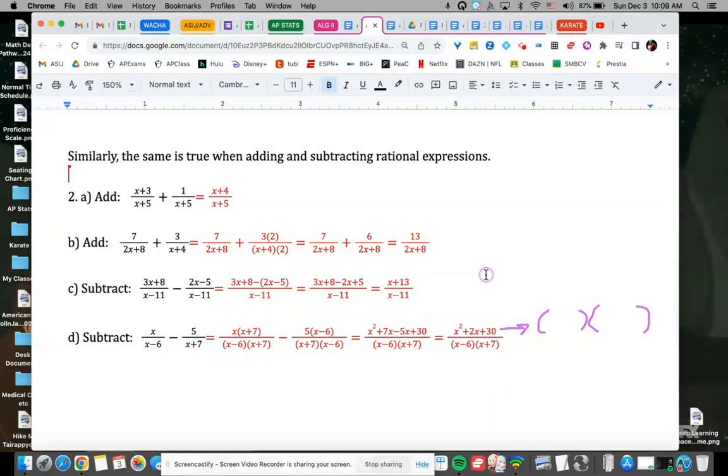Okay, let's see here. 30. What are the factors of 30? 1 and 30, 2 and 15, 3 and 10. What else do I have? 5 and 6. So I have to go through all the factors of 30 and try to find some combination that's going to give me a positive 2. And if I look at all those combos, there's nothing that's going to give me 2. So this one does not factor. If it doesn't factor, then you're done. Just leave it the way it is, and we'll know that it's already been factored.